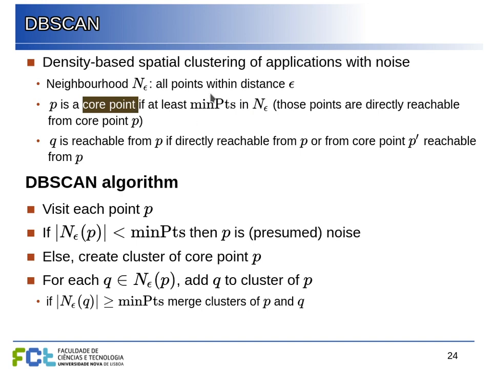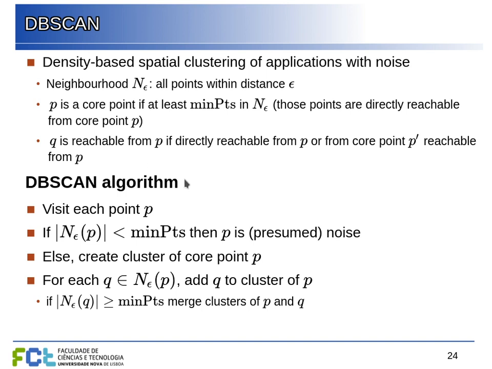So a point is a core point if it has at least this number of points, this parameter, inside a neighborhood of radius epsilon. And then we have this definition that points are reachable if they are directly reachable, which means that they are in the neighborhood, or if we can go from one point to the other always through reachable points. So by going through neighborhoods of other points. And the idea is that we're going to cluster together points that are reachable to each other.